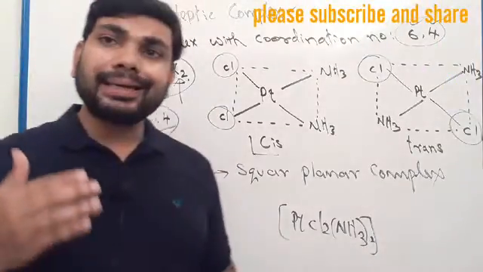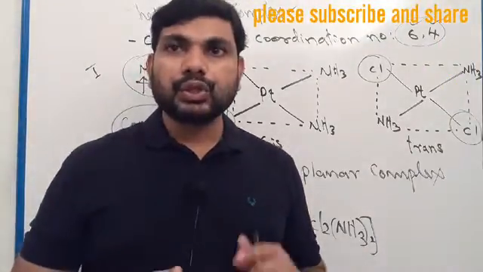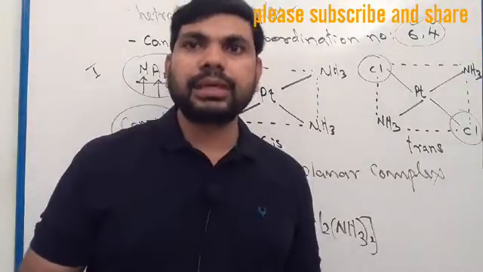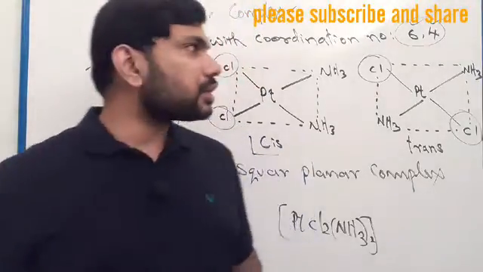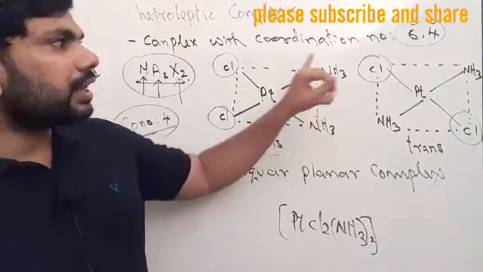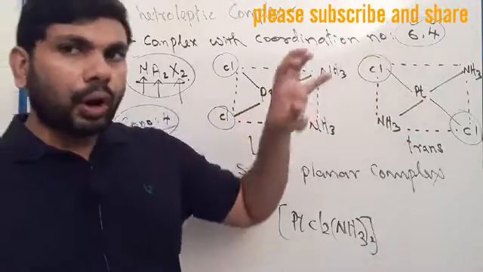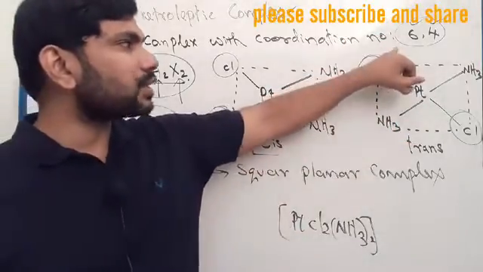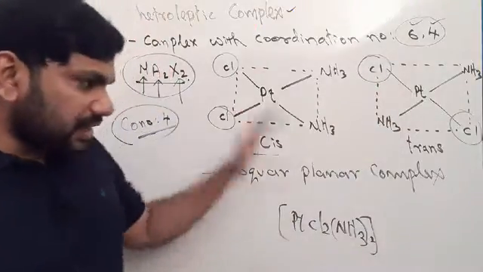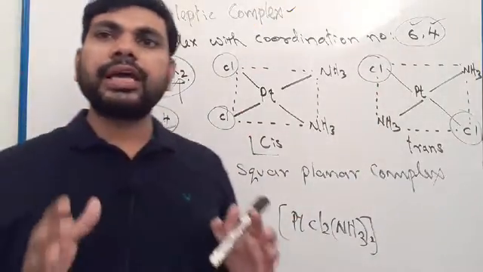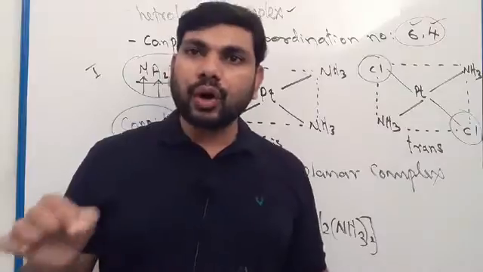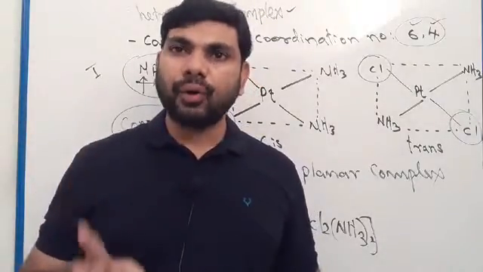Geometrical isomerism and optical isomerism. Geometrical isomerism generally shows in complexes with coordination number 6 or 4. So here first we are talking about coordination compounds with coordination number 4.